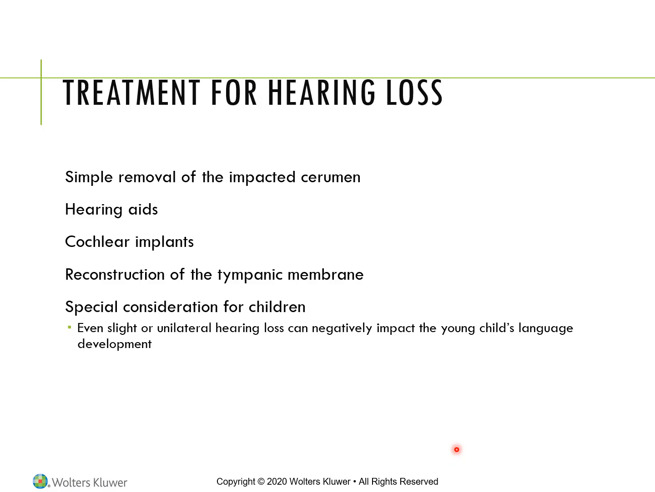So, some treatments for hearing loss. If it's an external ear issue, we could do things that are as simple as removing the impacted cerumen. We can also use hearing aids. Those are common in age-related presbycusis, where there's a slow progressive loss of hearing. So a hearing aid may help by amplifying sound to counteract the effects of that hearing loss.